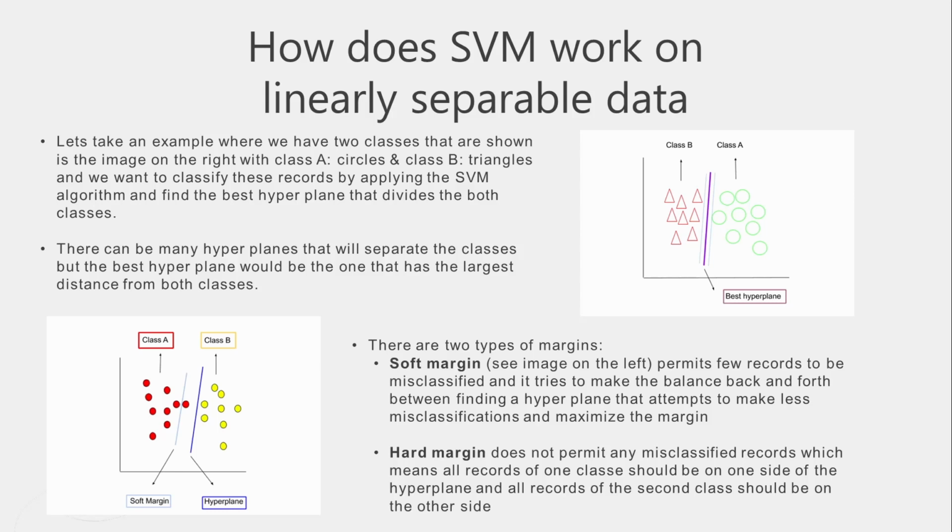There are two types of margins: soft margin, seen on the image on the left, which permits a few records to be misclassified, and it tries to balance between finding a hyperplane that makes fewer misclassifications and maximizing the margin. And the second is a hard margin, which does not permit any misclassified records, which means that all records of one class should be on one side of the hyperplane and all the records of the second class should be on the other side of the hyperplane.